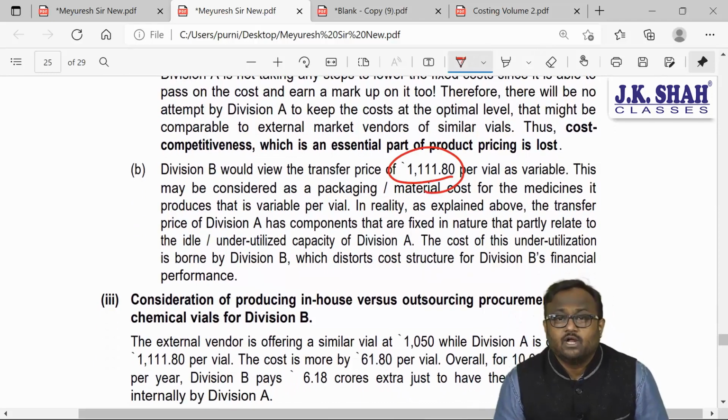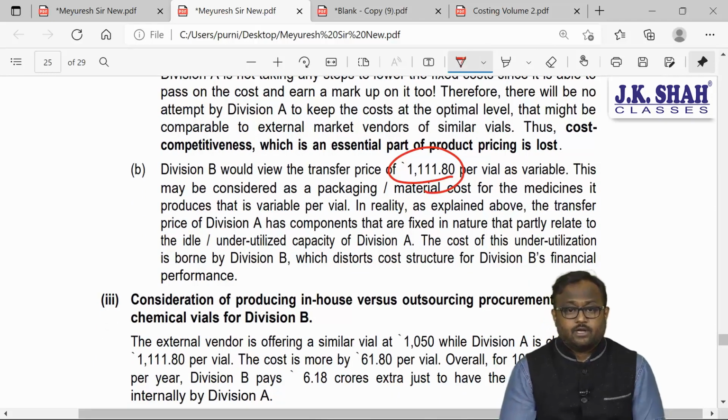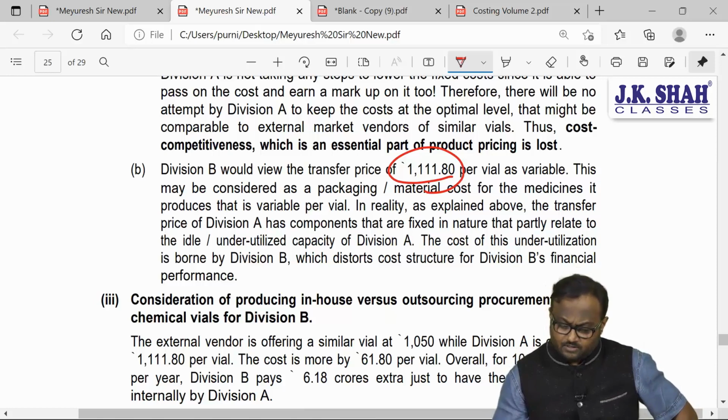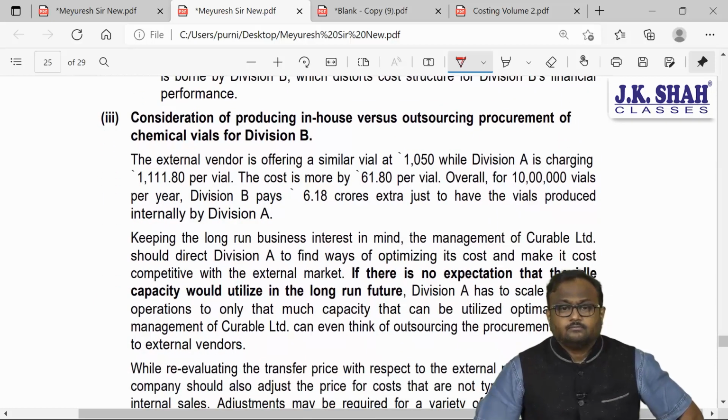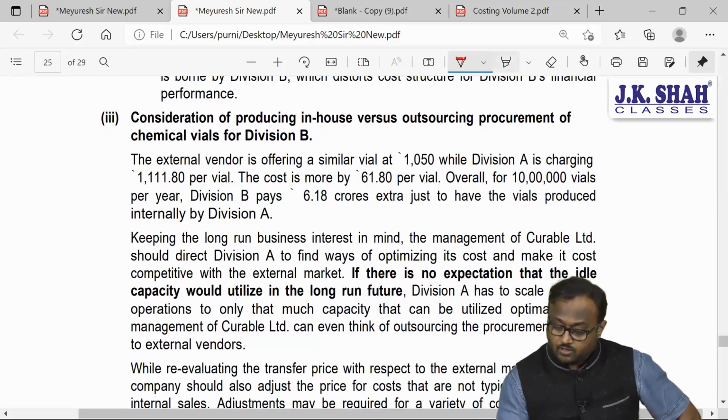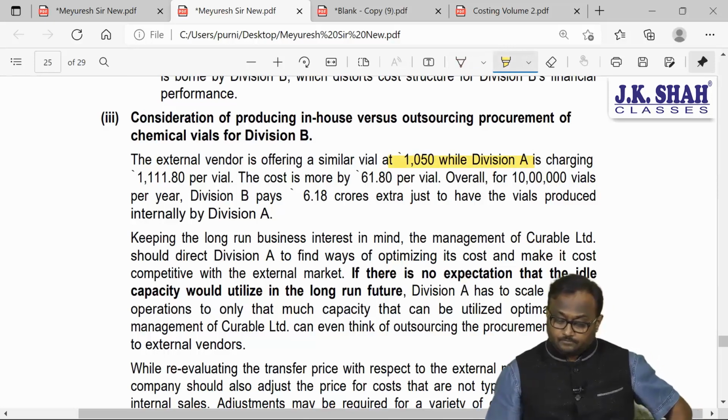Why would B pay you 1111.8 when it is available in the market for 1050? If you are going for 1111.8, cost of B will be more, profit of B will be less. He will never accept your proposal. Correct? So the external vendor is offering the same product for 1050. So B will have to pay 6.18 crores extra if they are buying it internally.